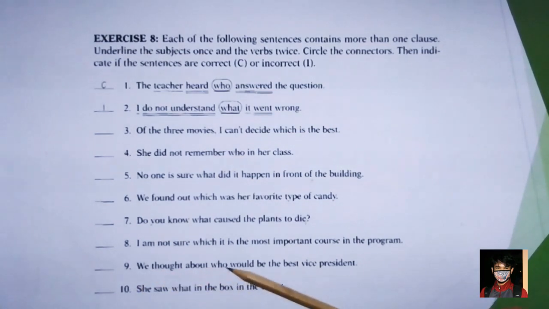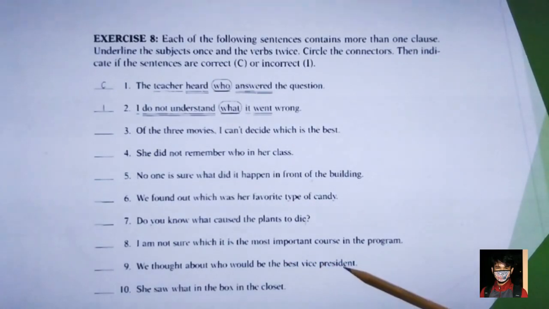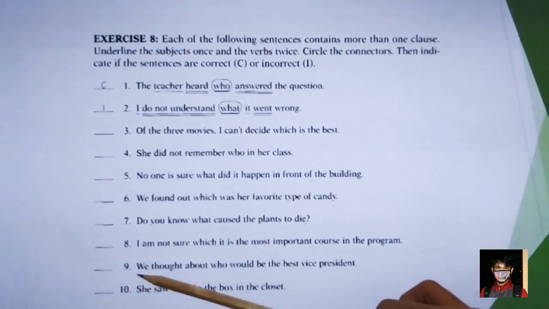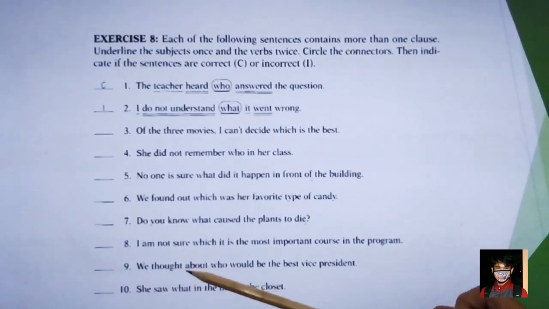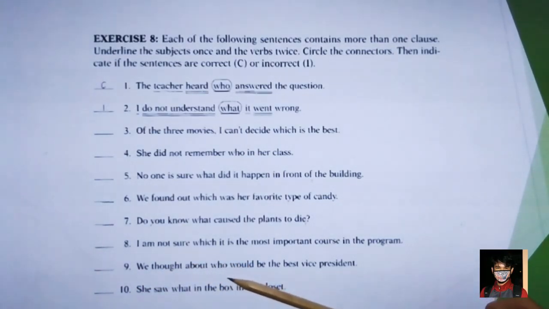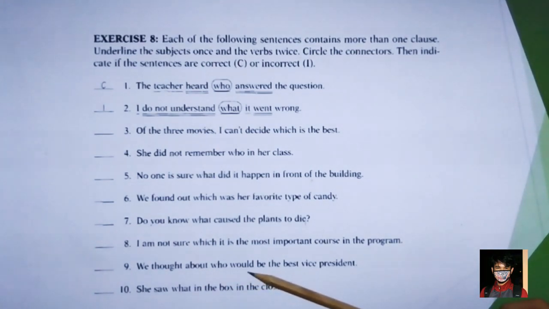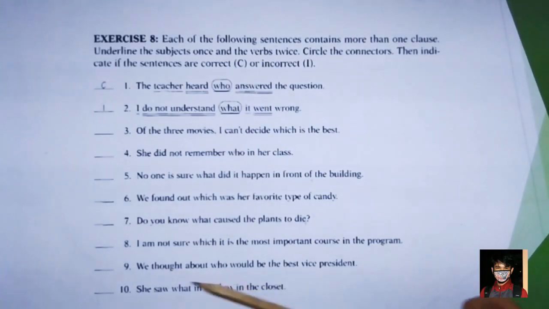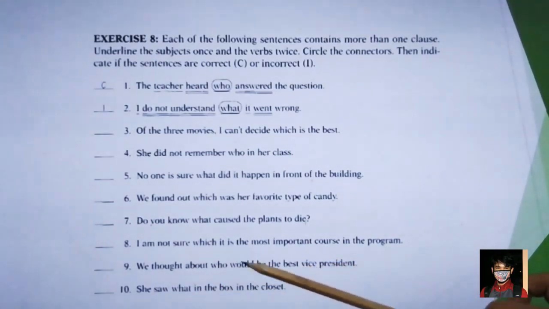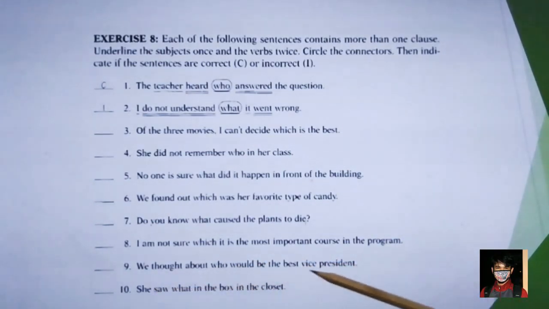So what about number 9? We thought about who would be the best vice president. Okay, so we as a subject, a verb, a preposition, followed with connectors, followed with a verb. Yeah, so this is a verb, and to be, and is it correct? We thought about that. Okay, good. It is correct. The sentence is correct.